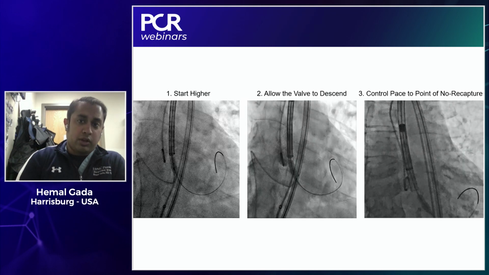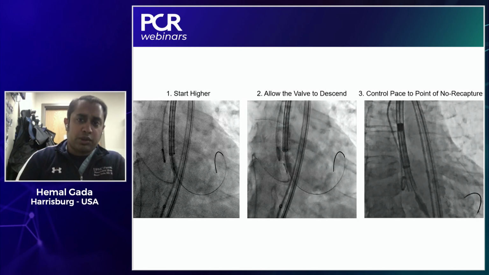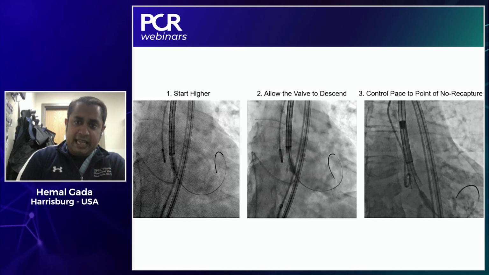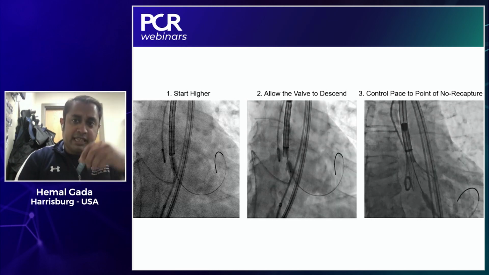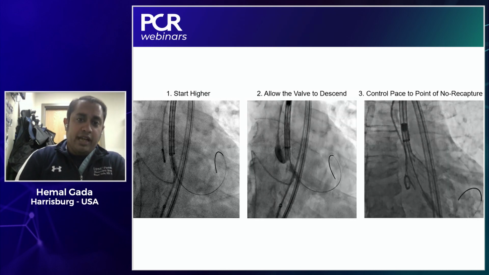Similarly, with a double curve Lunderquist wire, there should be no need to push or lean on that wire. So really, it's a set it and forget it type of wire. So we really leave that in place as the valve is descending down into the ventricle. We then do controlled pacing.